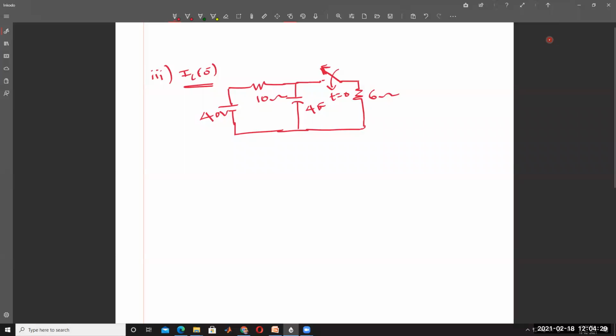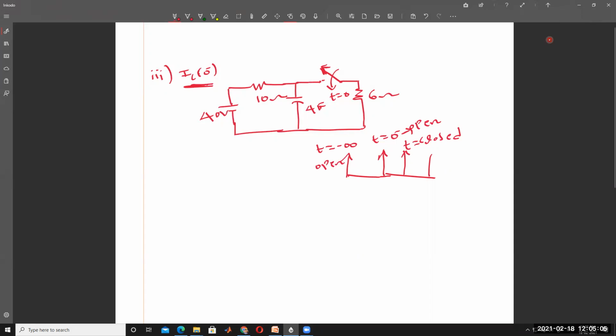Then the third one, Ic of 0 minus. Okay, so t equals 0, the switch is closed. At t equals 0 minus, the switch is open. At t equals minus infinity also, the switch is open.